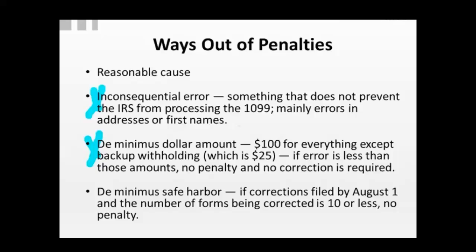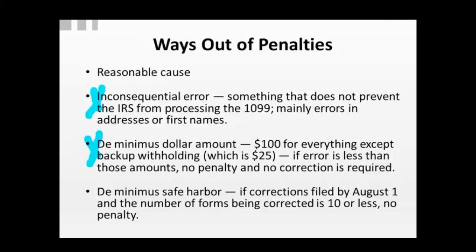This applies to anybody. Let's say that you paid a contractor $1,000, but when you were doing their 1099, your finger slipped and you accidentally typed 1001 on their form. That's a $1 error, which is less than $100. Therefore, it's a de minimis error, and you do not have to correct the form, and there is no penalty.